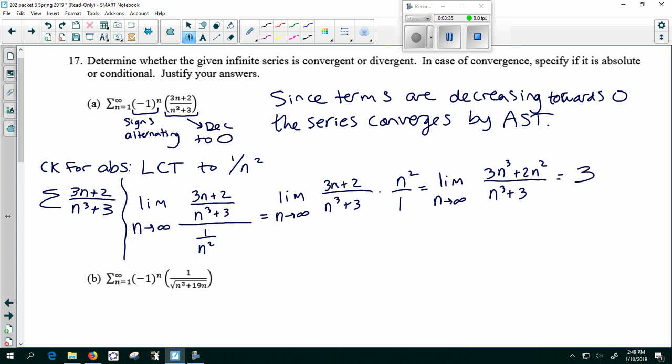So this is 3. Because this comes out to a finite non-zero number, that means that the series I was curious about has the same behavior as the comparison series 1 over n squared. Since I know 1 over n squared converges, so does my series. So that means I had convergence of the original series and convergence of its absolute value. That means I have absolute convergence for this one.